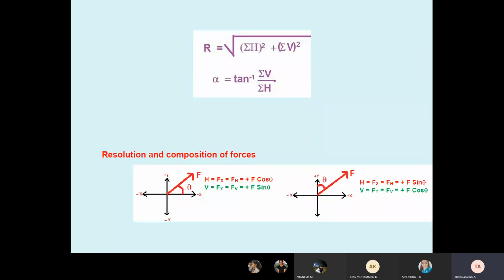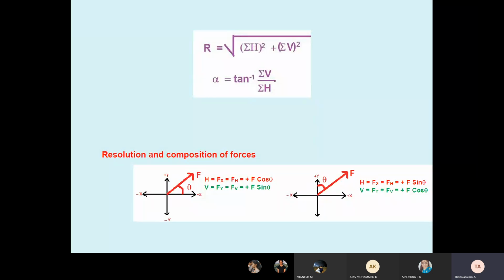The same force with respect to Y. Understand, the same force, now theta is with respect to Y. Now what is the horizontal component? F sin theta. Then the vertical component is F cos theta. So students understand, don't always consider the X component as cos theta and the Y component as sin theta. Based on the theta, you have to decide. I explain this one. Okay.